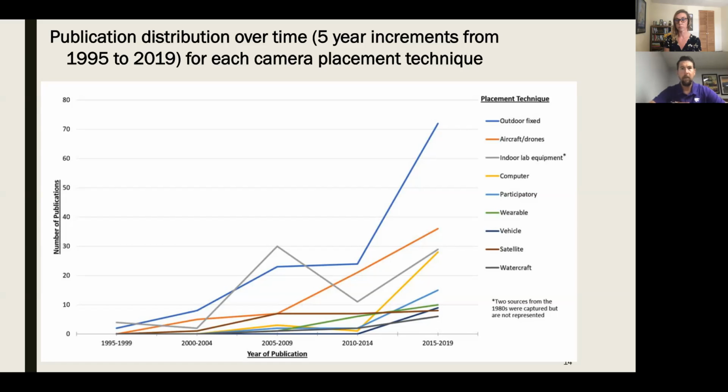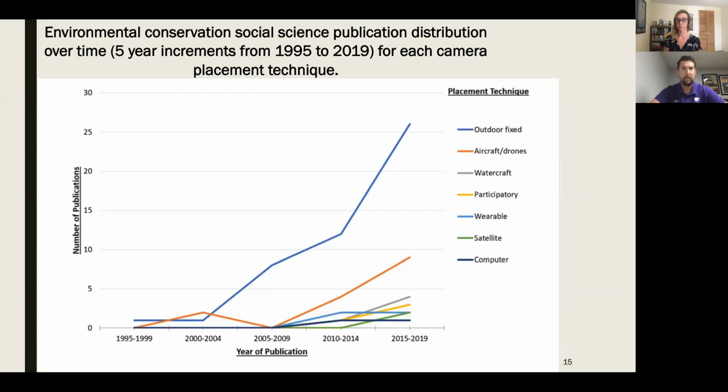The next graph is looking specifically at our discipline of environmental conservation social science. So this is the same graph, but just focusing on our discipline and what we've been doing. And once again, perhaps not surprisingly, outdoor fixed is still far and away the most common way that we capture data using cameras. And again, aircrafts and drones are also increasing for some of the same reasons we just talked about on the previous slide.